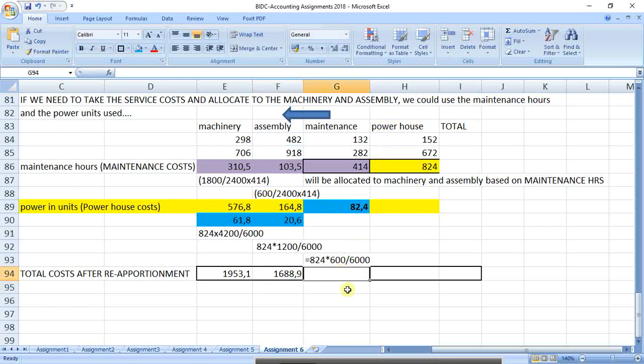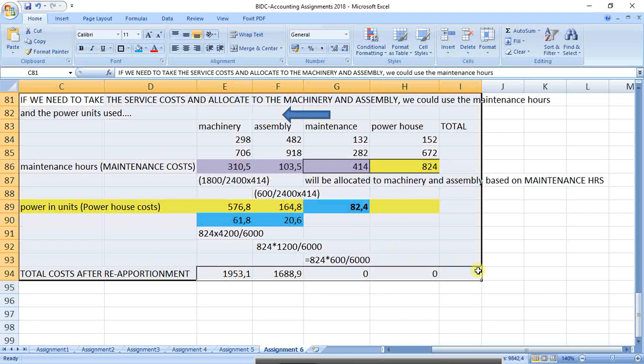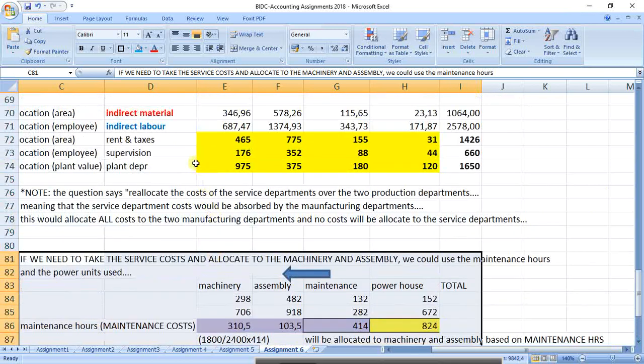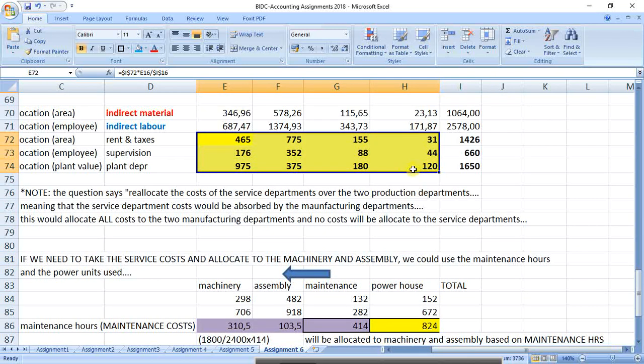Okay, and then maintenance and power, you would have shown 0 here and 0 there. Why? Because I've allocated those costs to the machinery and assembly. Okay, so that's what I think they're asking you to do, because they want you to do it over, so that we can add as well. So I've done a little bit more. I've done what they've said we should do based on what they've indicated there, and I've completed the table here because the table here is blank.